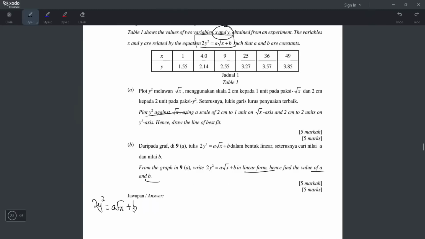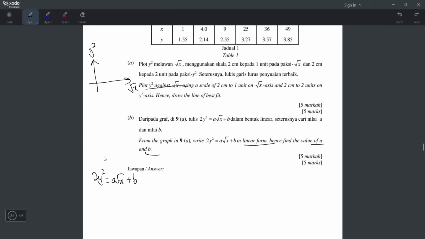Okay, how do you change to linear form? It means you nak tukar jadi y equal mx plus c, right? But macam mana nak jadikan dia y equal mx plus c? Okay, you have to make sure your equation punya y-axis match with the graph punya y-axis. Tapi sir, what is the graph punya y-axis? Okay, you tengoklah sini. Dia kata plot y square against square root x. It means they want the y-axis to be y square and they want the x-axis to be square root x. So you punya equation punya y-axis have to match with the graph punya y-axis. Okay, and also the x-axis also have to match lah.